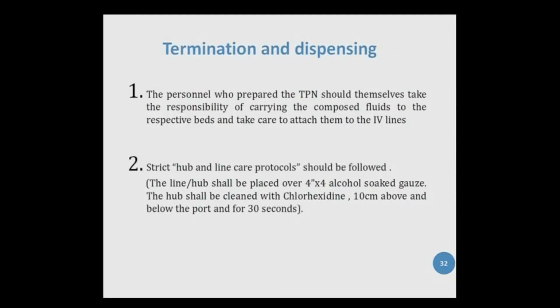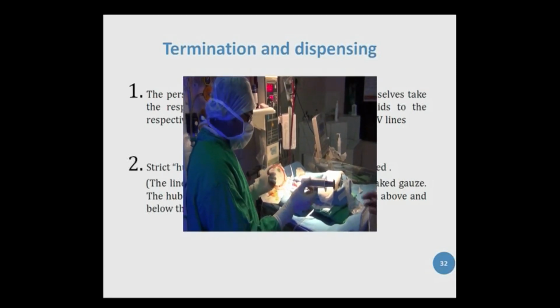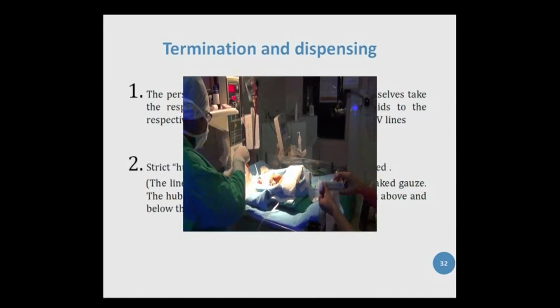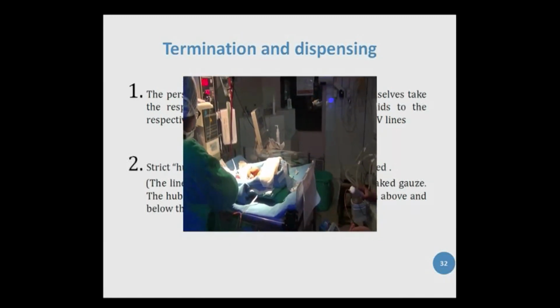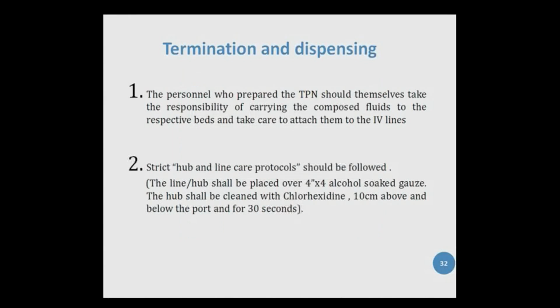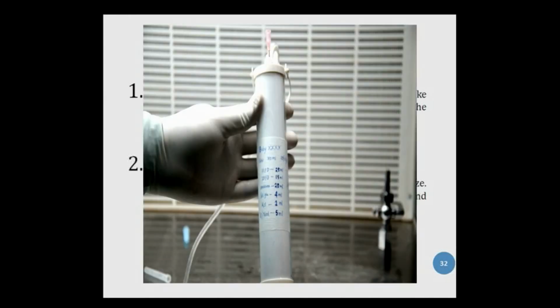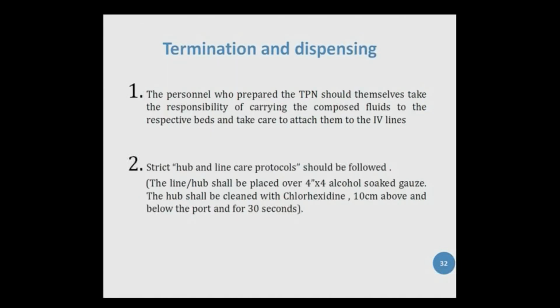In the next section, we are going to cover the termination of the procedure and how to dispense a properly made TPN. Initially, it has to be made sure a properly made label is attached to each and every bottle of TPN. The proper label should cover the name of the baby, the amount of fluid volume that is made, the date of preparation, and the composition of the IV fluid.